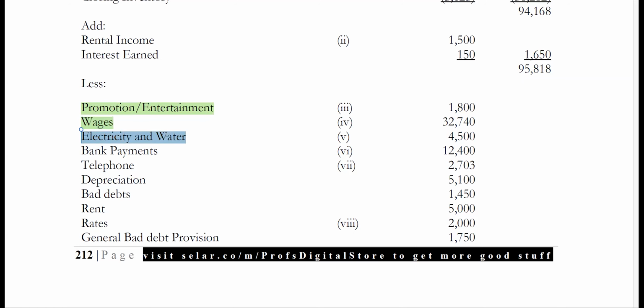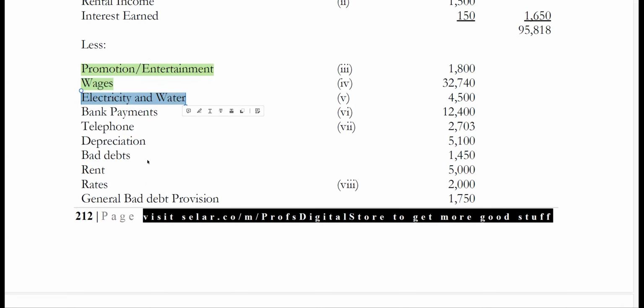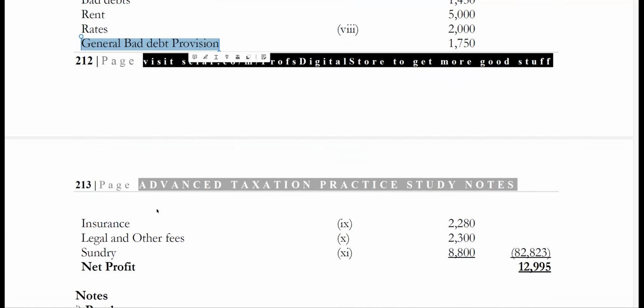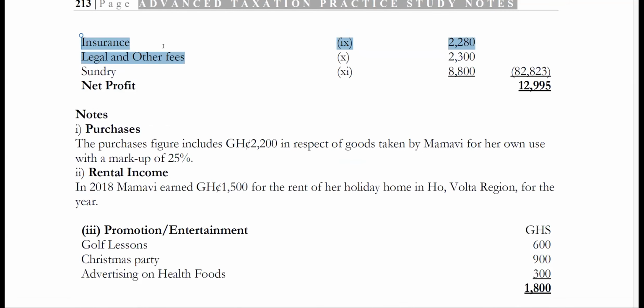What about electricity and water? Mostly should be bank payments. Bank payments are simply cash items, so why are they here? Bank charges should be allowed. Telephone, definitely, you need it. Depreciation, no. Bad debt, we don't know, but we don't allow bad debt unless it is specific. Rent, we have to check. Rates, there are rules. General bad debt. She has a lot of expenses. Insurance, legal and other sundry.